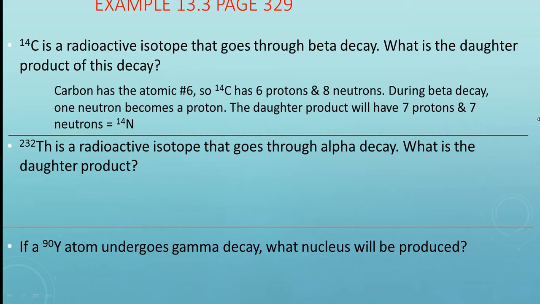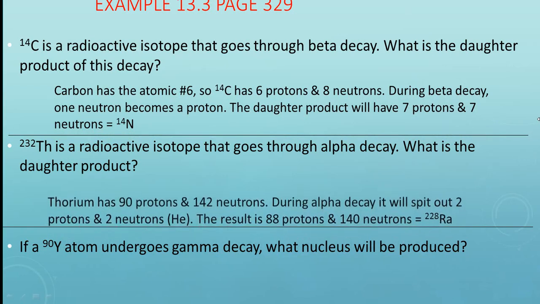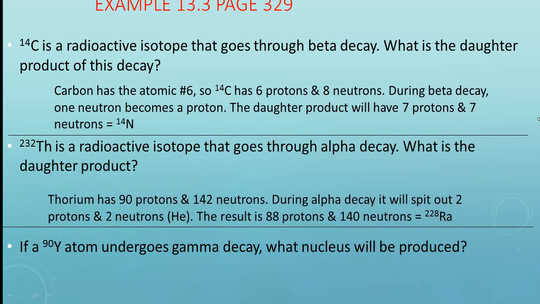Th-232 is a radioactive isotope that goes through alpha decay. What is the daughter product? So remember, alpha decay is a little different. What's going to be gotten rid of during alpha decay? What is shot out? What is the alpha particle? Remember that? Helium, right? Okay. It's thorium. It has 90 protons and 142 neutrons. That's just math. During alpha decay, it spit out 2 protons, 2 neutrons. That's a helium. The result will be 88 protons and 140 neutrons. And if you look that up on your periodic chart, you will see that 88 protons belongs to radium, right?